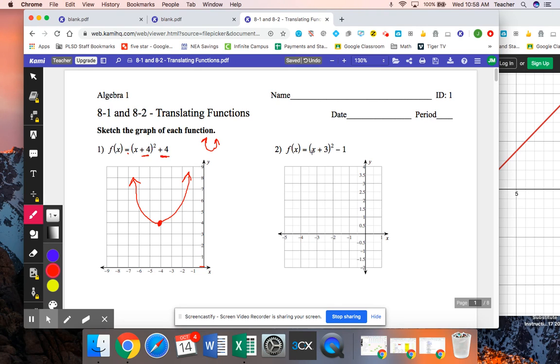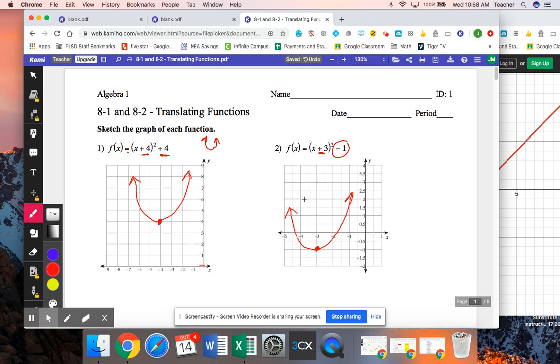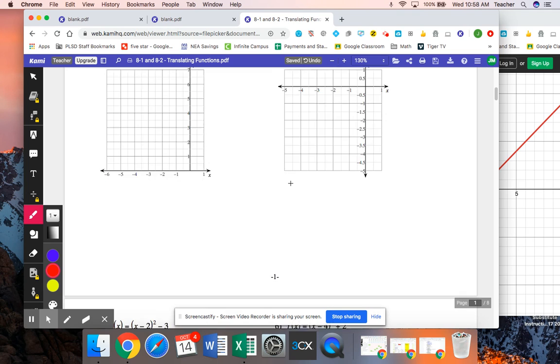This one, again, there's a positive 3 on the inside. If I start at 0, 0, that means I go to the left 3. And then this tells me that I need to go down 1. So I go down 1 whole. I'm right there. I need to draw my U because it's a squared term. It's positive, so my U will go up. All right, no, it's not pretty, but there we go.